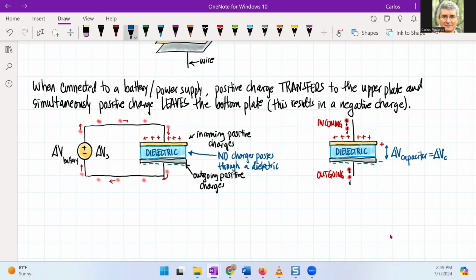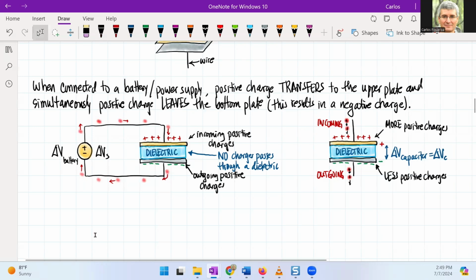So once again, why do we have a positive charge? Because we have more positive charges on the top plate. And on the bottom plate, we have less positive charges, which then gives you a net negative charge.